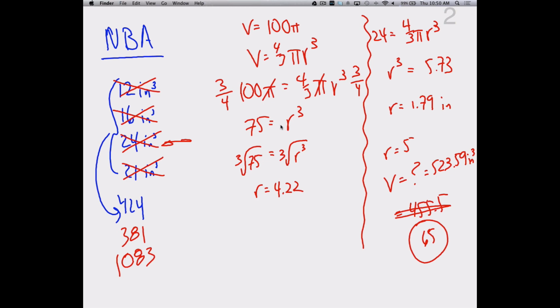Next question. How would you figure out how much rubber is used to make a basketball? Finding the surface area. That would tell you how much is on the outside, but it won't tell you how much actual rubber is used to make that.